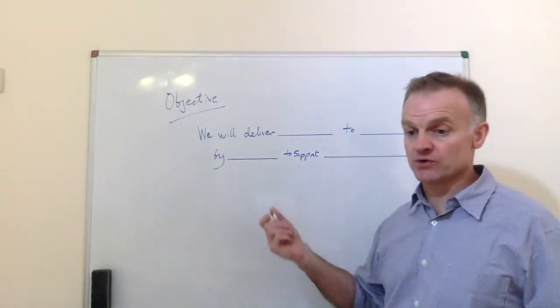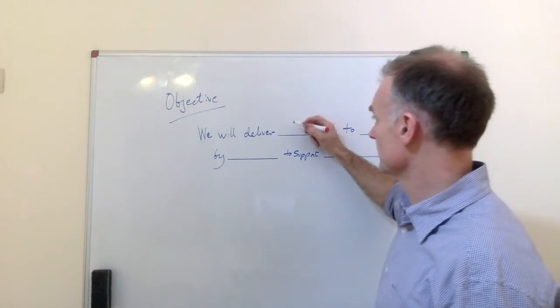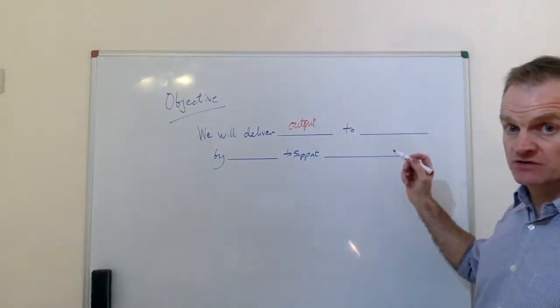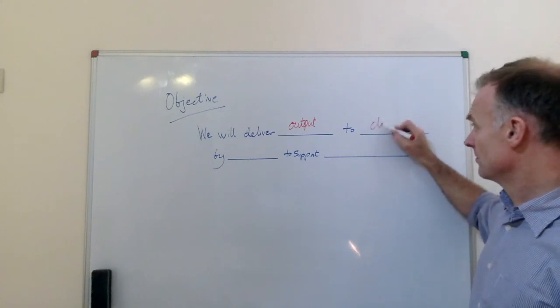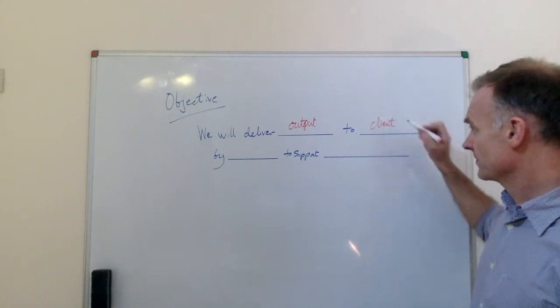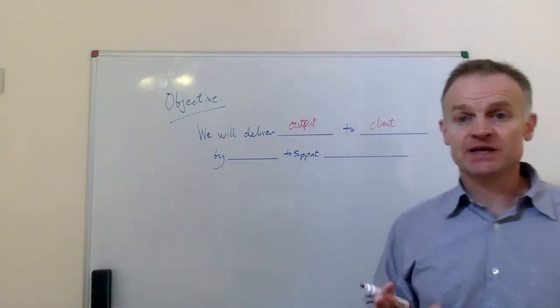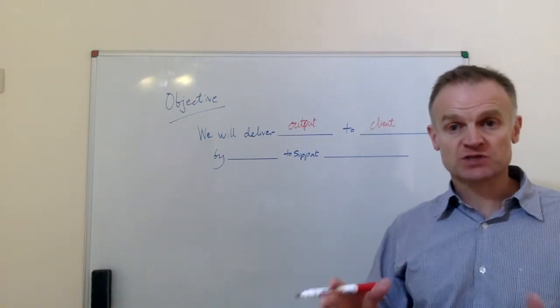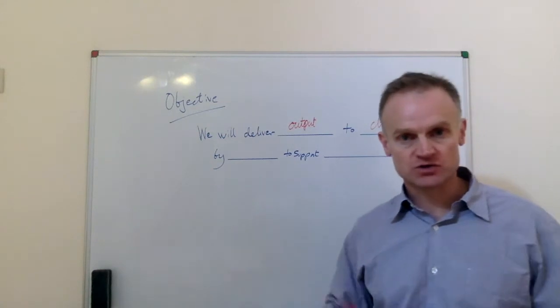So we will deliver, and then we're going to put in our output, and then clarify the client, remind ourselves who the client is. And here the client, remember, is the end user, not your project sponsor. So you may have a chief risk officer who's actually the project sponsor, but the client might be the board of directors or somewhere else.